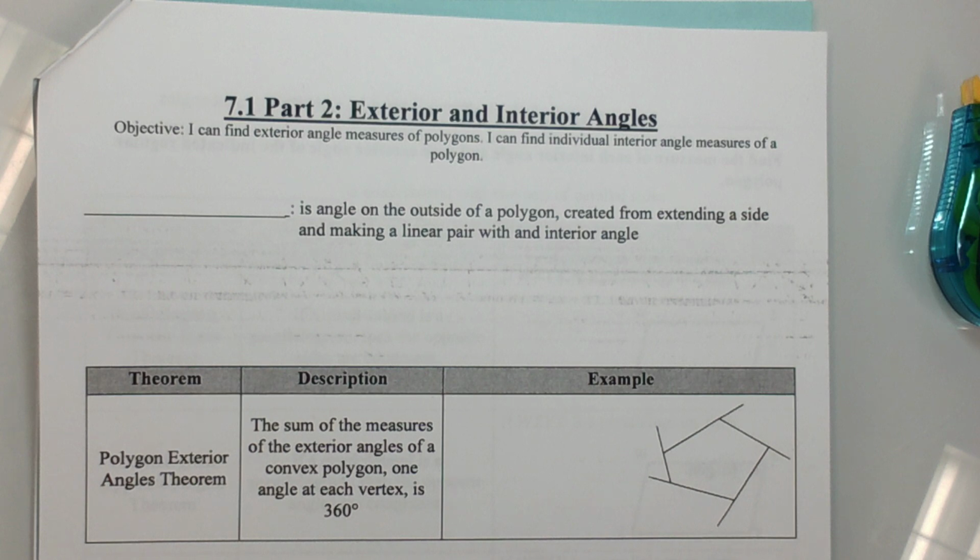But interior angles aren't the only type of angles that we'll deal with on these shapes. So one of the things you're going to have to pay attention to is where the angle is located. Interior angles are the angles on the inside of the shape. Exterior angles are the other type of angles that we're going to be dealing with today.